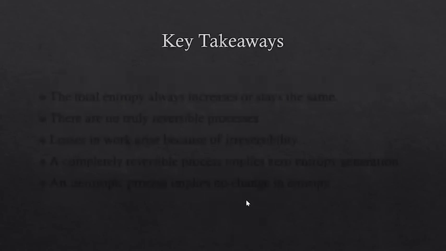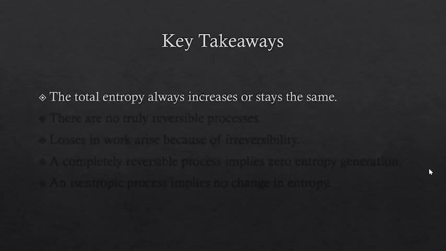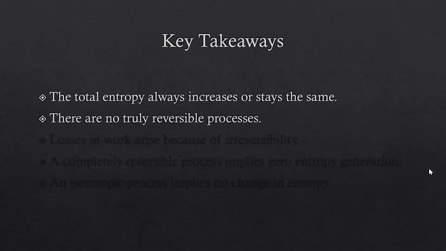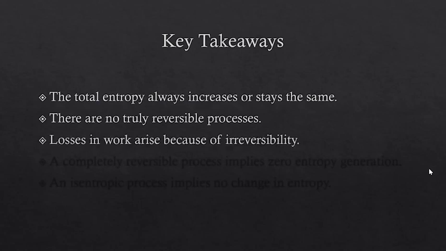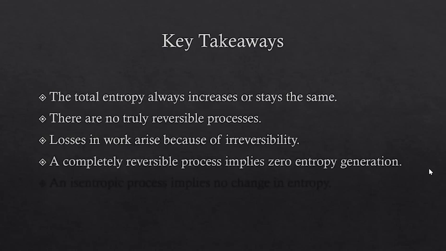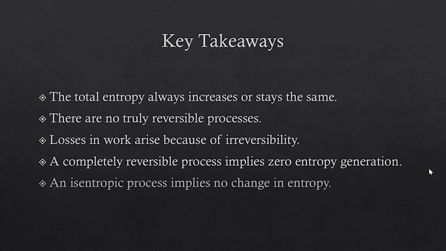With that, we are at the end of this lesson. Here are some important takeaways that we must always remember and apply in our future lessons. The total entropy always increases or stays the same. There are no truly reversible processes. Losses in work arise because of irreversibility. A completely reversible process implies zero entropy generation. And an isentropic process implies no change in entropy.